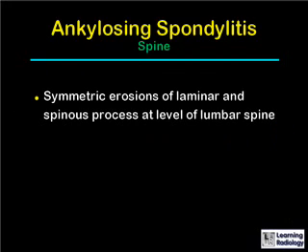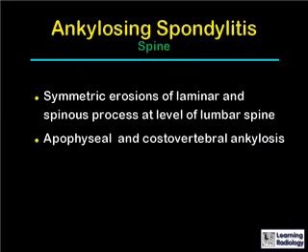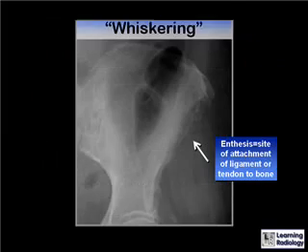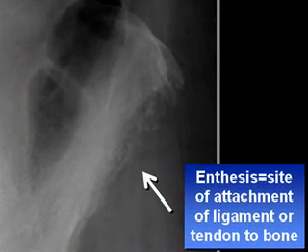Also in the spine, there may be symmetric erosions of the laminar and spinous processes. The apophyseal and costovertebral joints may ankylose. There may be periosteal whiskering at the sites of tendinous insertion. And this is an example of whiskering of the iliac crest. There are these irregular excrescences of bone, which the white arrow is pointing to.